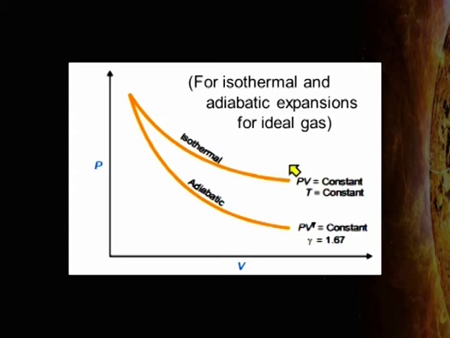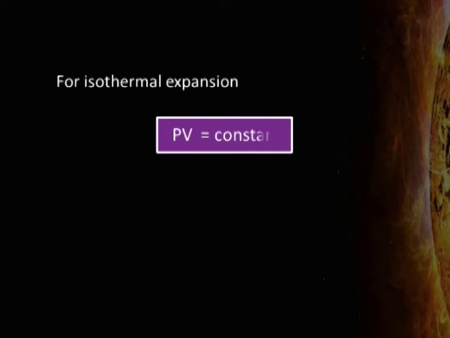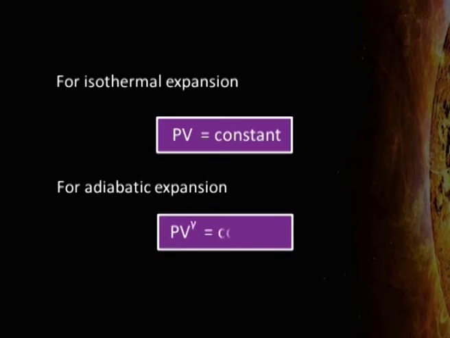This is because of the difference in relationship. For isothermal expansion, PV is equal to constant, and for adiabatic expansion, PV to the power gamma is equal to constant, and gamma has a value greater than 1. Now, we will derive a relationship for work done in adiabatic expansion of ideal gas.